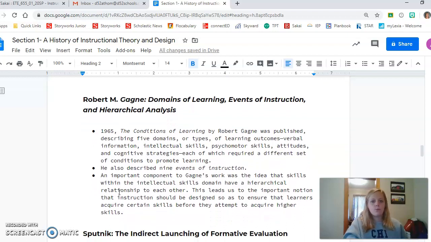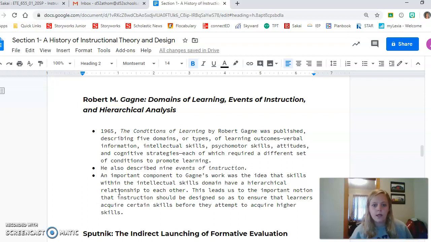Then more on Robert Gagne: domains of learning, events of instruction, and hierarchical analysis. In 1965, he published a description of the five domains or types of learning outcomes. These included verbal information, intellectual skills, psychomotor skills, attitudes, and cognitive strategies. Each of those required a different set of conditions to promote learning.